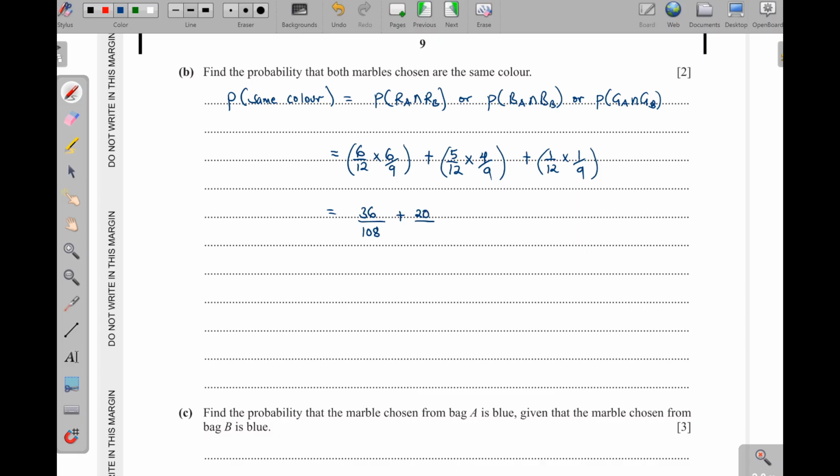This will be 20 out of 108, and then this will be 1 out of 108. This will be 56, then 57. So we have 57 out of 108. And we can simplify this by 3. This will be 19, and then by 3 here, we shall get 36. So it is 19 out of 36 as our final answer.